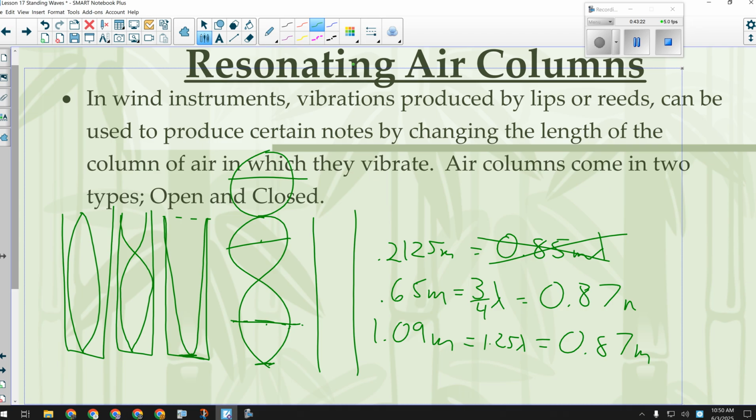Calculate for me right now, and this shouldn't take you more than 30 seconds, the speed of sound in this room. Remember that was 392 hertz that I was using for the tuning fork.